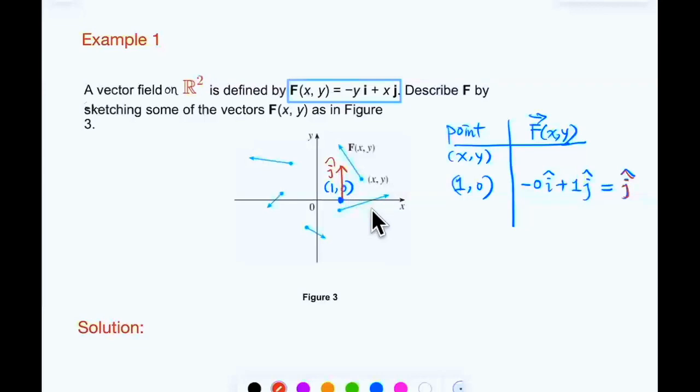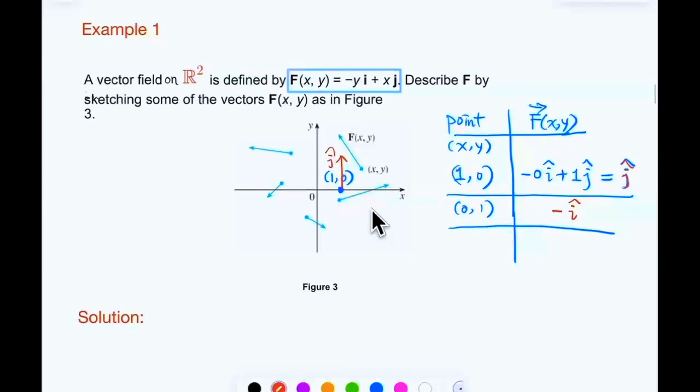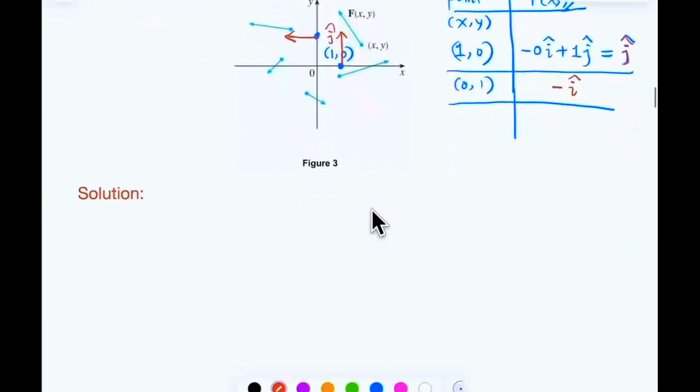I want you guys also to do this one. What will be the output? Negative i. Yes, we got negative i. The output will be negative i. So it will be pointed to the left, right? Yeah, you got it. We have this. Now continue this way.